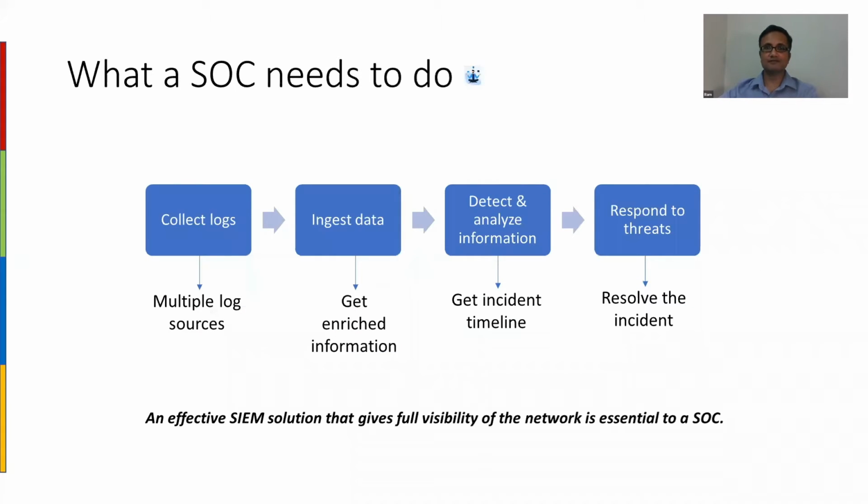Well, it turns out that there are four main things that a SOC needs to do efficiently. And it's very simple. It's right in front of you. Collect logs, ingest these logs, detect and analyze information, and then finally respond to threats. Now, an effective SIEM solution with the right capabilities can do a lot of this heavy lifting for us. So the first step, as you can see, is the collection of logs. And the logs must be collected from multiple sources in the network. After all, you can only monitor and analyze what you collect in the first place.